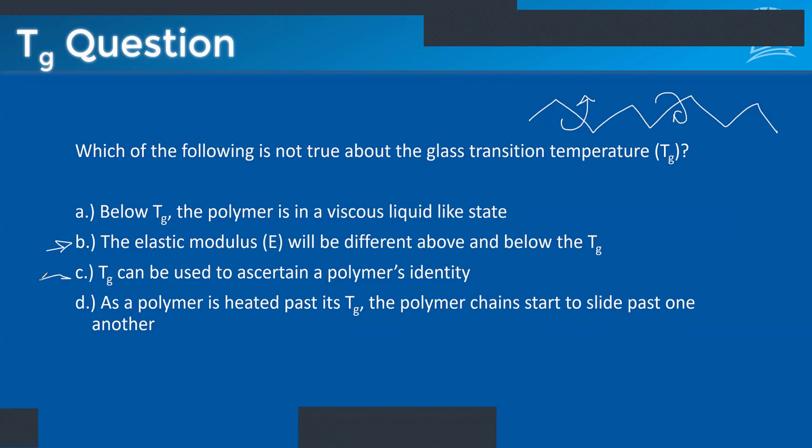Okay, so answer B is true about the glass transition temperature. Let's look at answer C. Glass transition temperature, or Tg, is specific to a certain type of polymer. Because why? What does the glass transition temperature depend on? Or what are some things that make the glass transition temperature different? Does anyone remember?